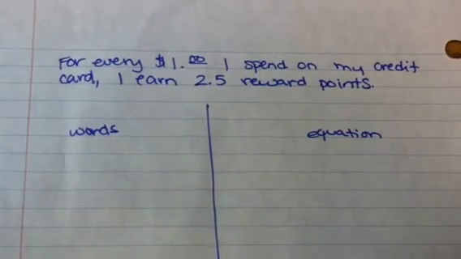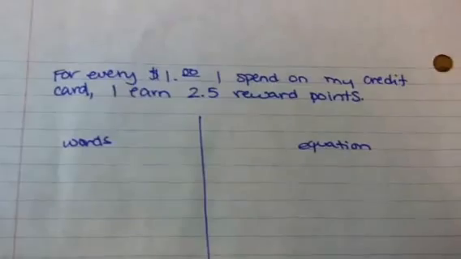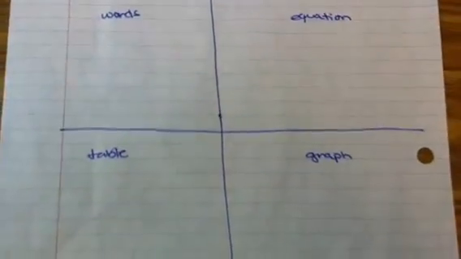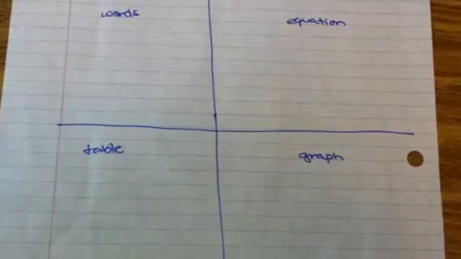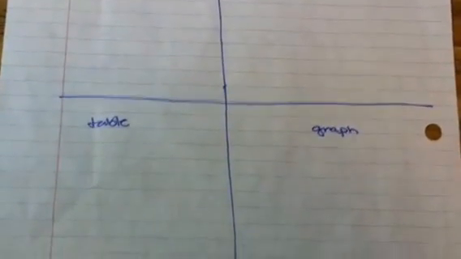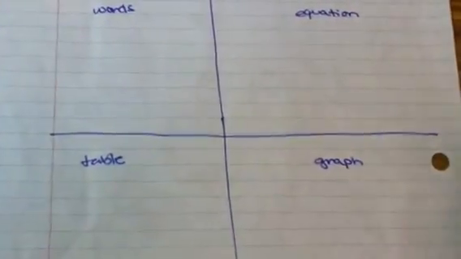Today in Algebra 1, we talked about writing relationships between variables in multiple forms. As a reminder, I had you set up this chart where we can rewrite our problem in words, with an equation, in a table, or with a graph. So we're going to go ahead and do an example here together.